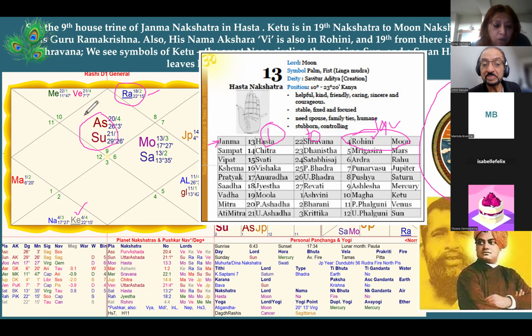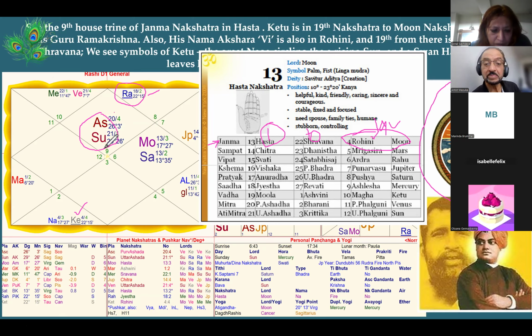Is everybody understanding this? So now if you look at it from his lagna, his Lagna nakshatra is Purva Ashadha, which is ruled by Venus, but he doesn't have much happening in the Venus thing.